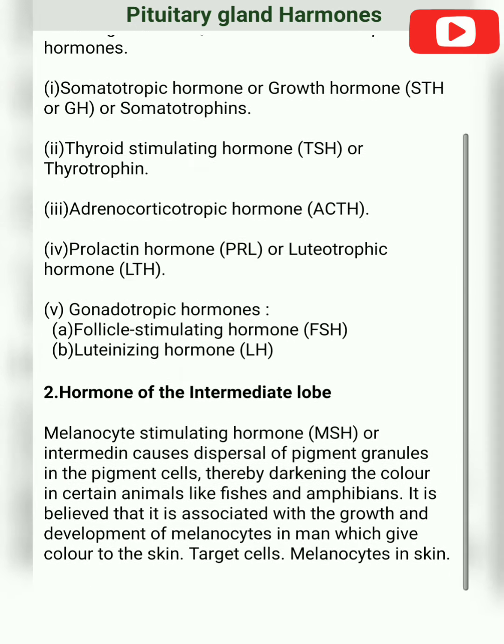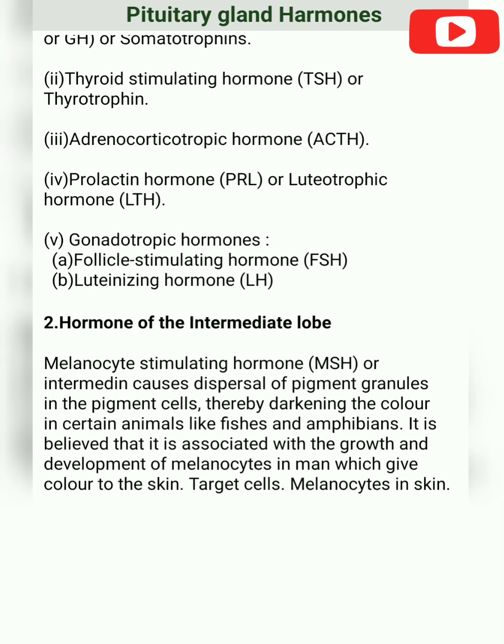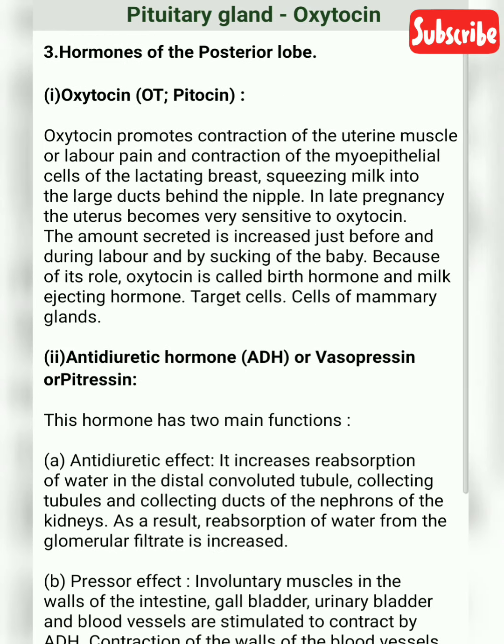2. Hormone of the intermediate lobe. Melanocyte stimulating hormone, MSH, or intermedin, causes dispersal of pigment granules in the pigment cells, thereby darkening the color in certain animals like fishes and amphibians. It is believed that it is associated with the growth and development of melanocytes in man, which give color to the skin.